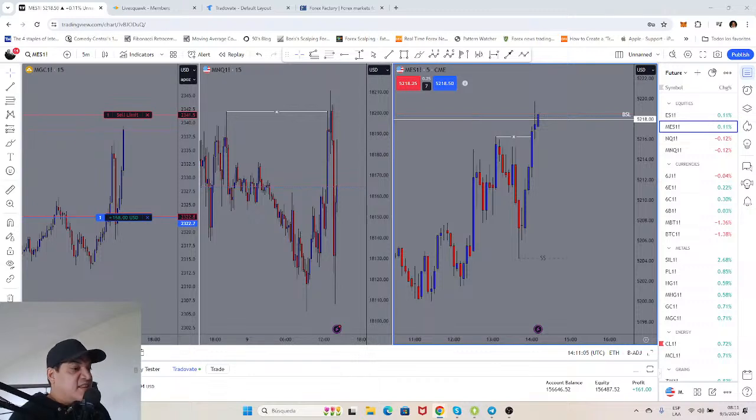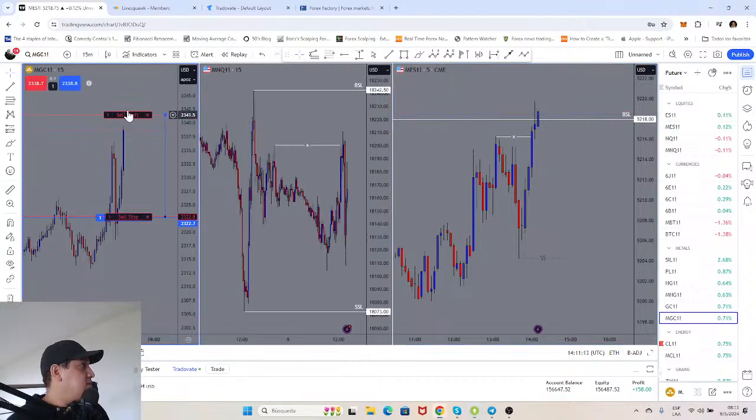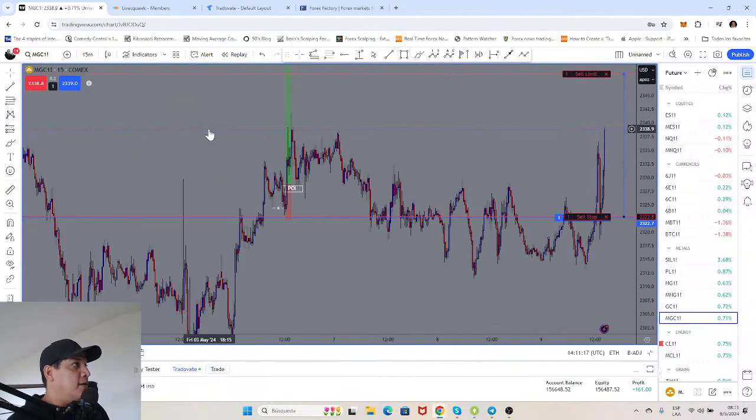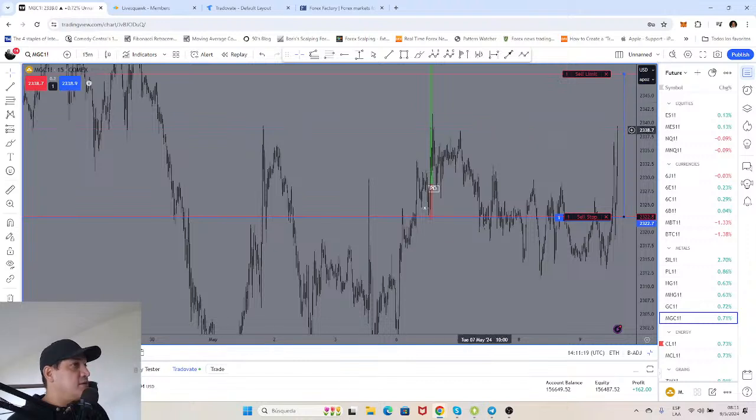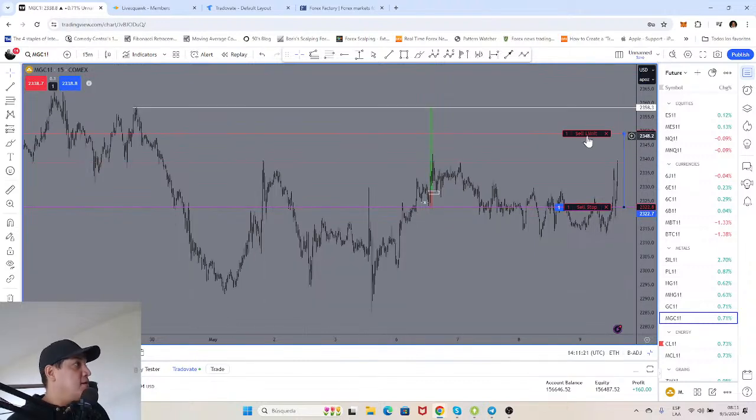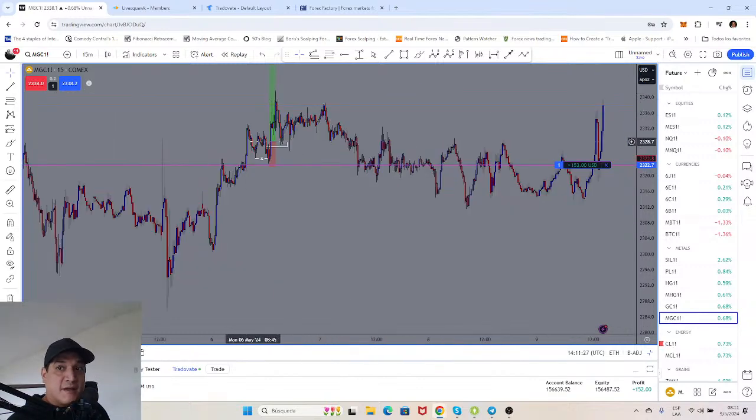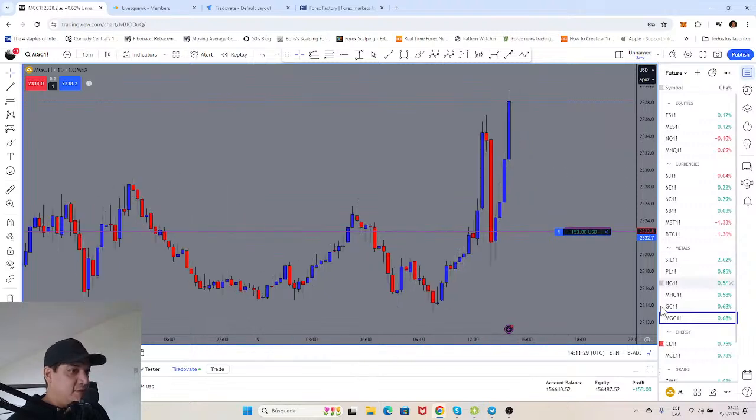The target is about to get hit here in gold. Oh no, it's much higher. The target is much higher. I forgot to change it on my futures. Yeah, here's where I want to target it, on my futures account. Oh shit.